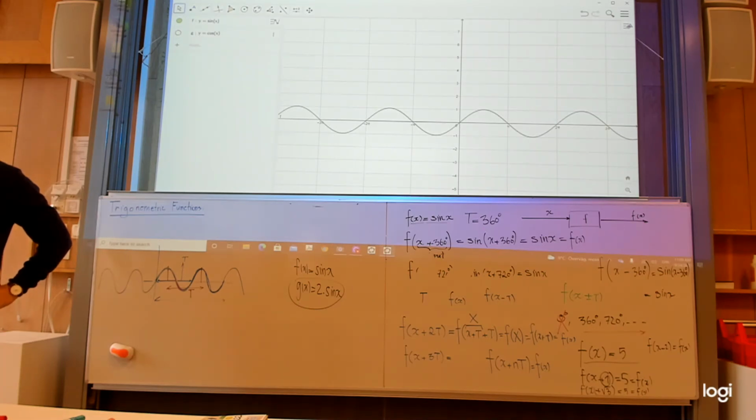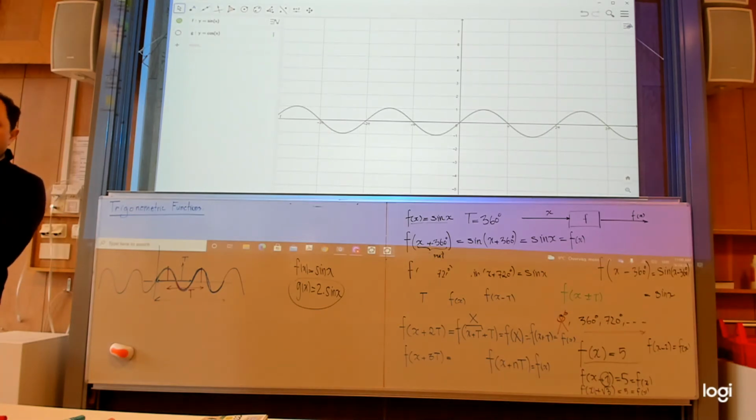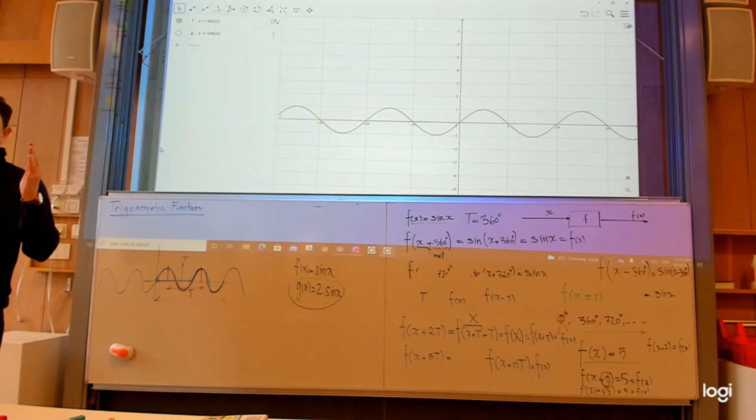Yes, Ruben? Stretched upwards. Stretched with a factor of 2 upwards, yes? Upward and downwards, yes? So the positive ones will be 2 times larger. The negative ones will also be 2 times larger in the negative direction, yes? So then you can see what happens. But do you think there would be any stretch on the x-axis?